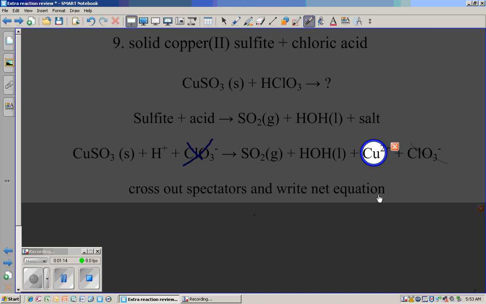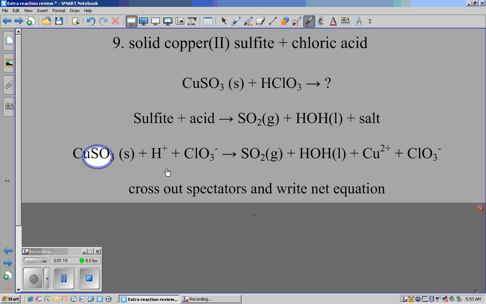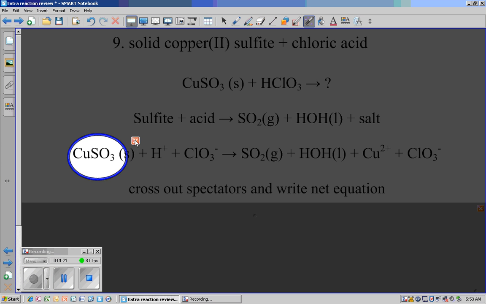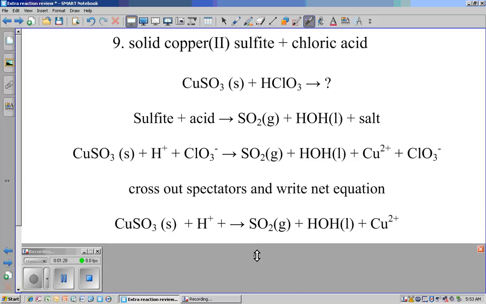This copper ion is not on this side because copper sulfite is a solid and the copper is tied up inside of it. So, crossing out my chlorates, I get my net ionic equation, which is copper sulfite plus hydrogen ions makes sulfur dioxide gas, water, and copper ions. The copper ions are part of the new products, so they stay in the equation.